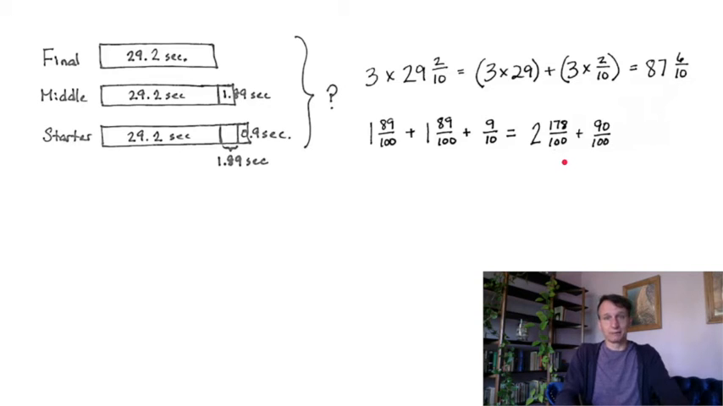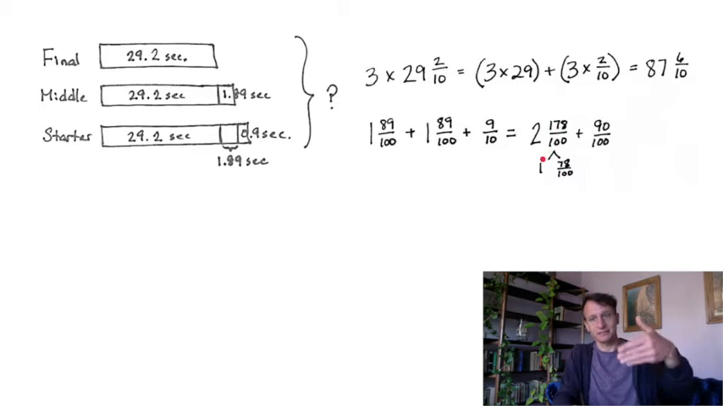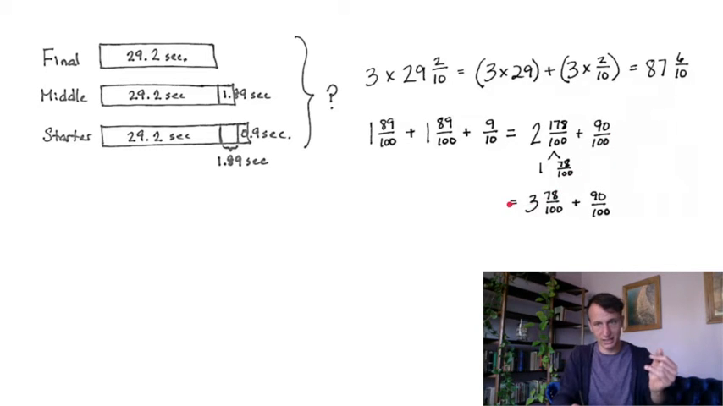Zooey mama! We've only just begun. I told you, this is a tricky one. All right, so if we decompose out the 100 hundredths here, leaving the 78 hundredths, so that's 3 and 78 hundredths that we still need to add to the 90 hundredths. Okay, so 3 and 78 hundredths plus 90 hundredths.